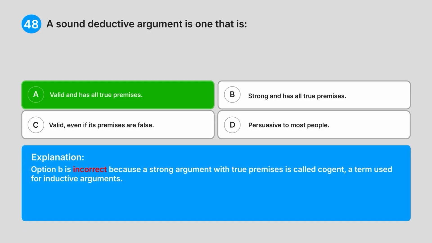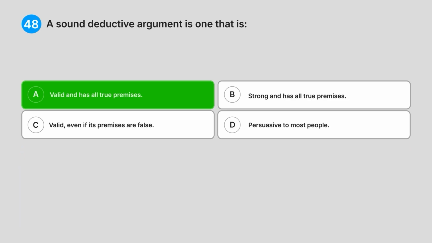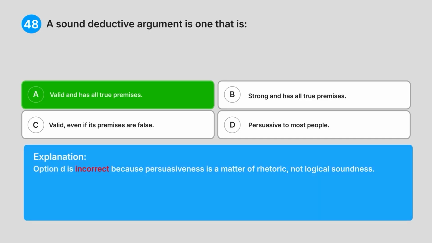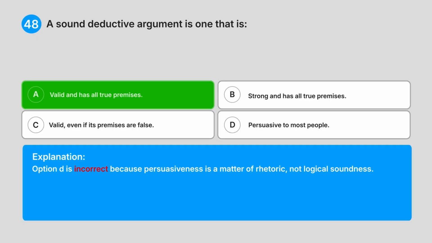Option B is incorrect because a strong argument with true premises is called cogent, a term used for inductive arguments. Option C is incorrect because this describes a valid argument, which is only one of the two conditions for soundness. An argument can be valid, but not sound if its premises are false. Option D is incorrect because persuasiveness is a matter of rhetoric, not logical soundness.